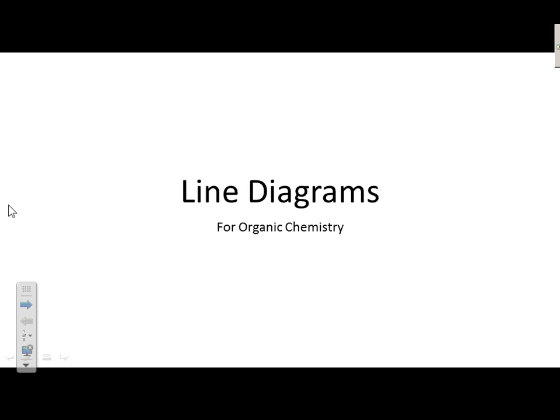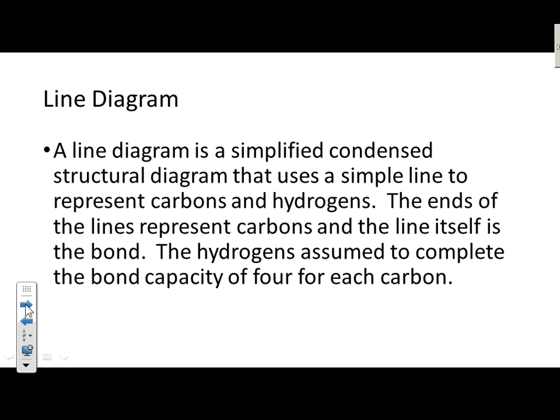Okay, I just wanted to make a little add-on video here concerning something called line diagrams. This is an alternative method in which we draw organic chemicals, and it is a very quick and easy and convenient method. It is found in the textbook, but I do not mention it in any of my videos. So I'm going to do a quick little video here right now.